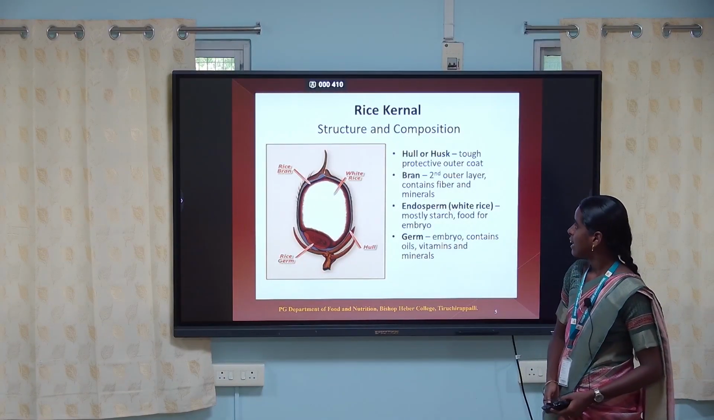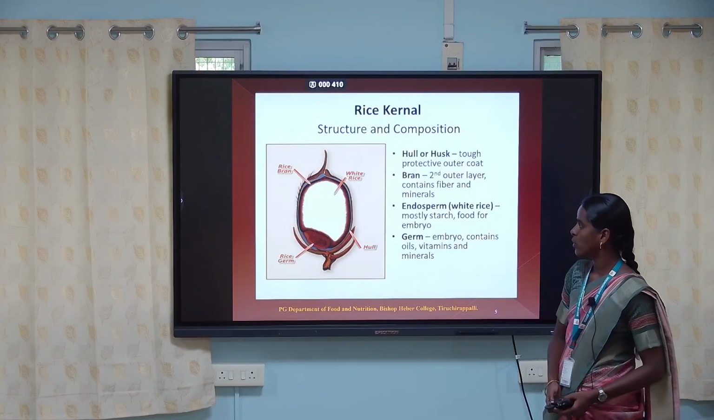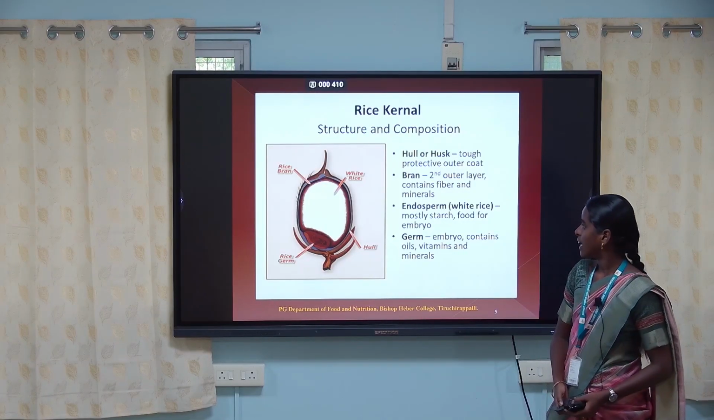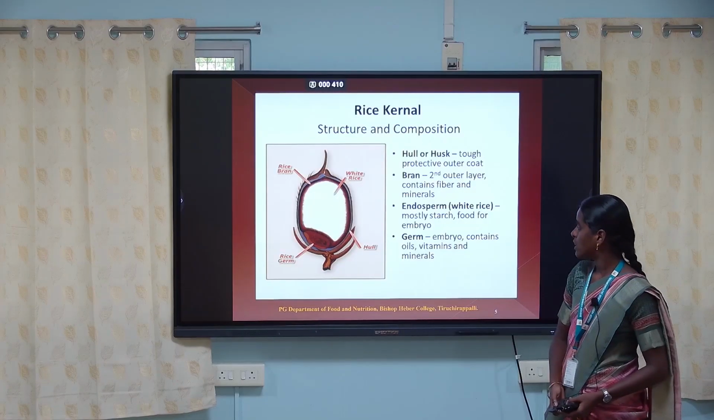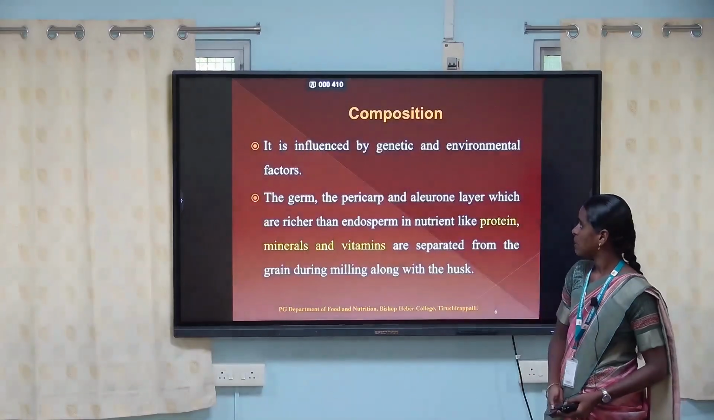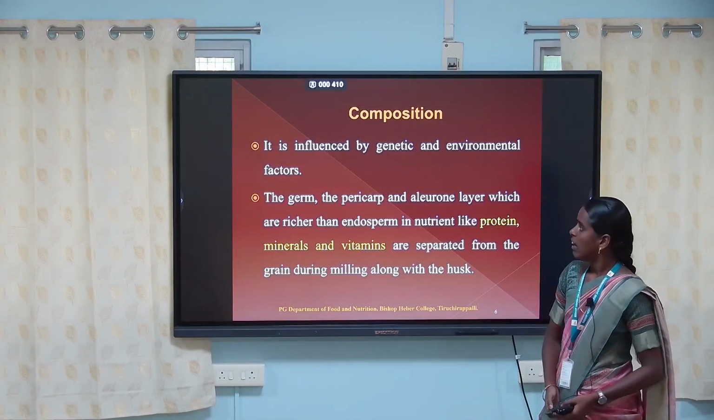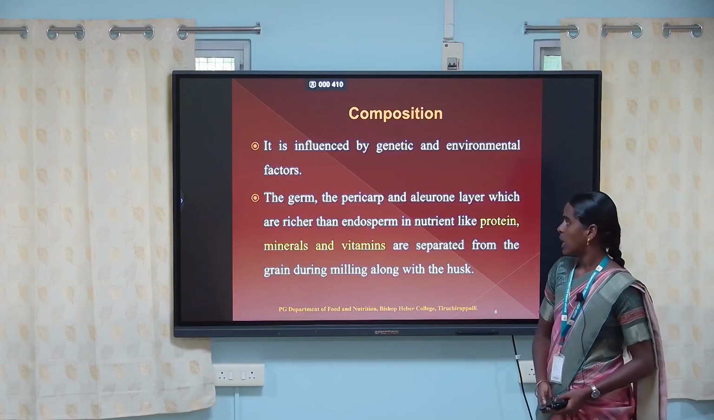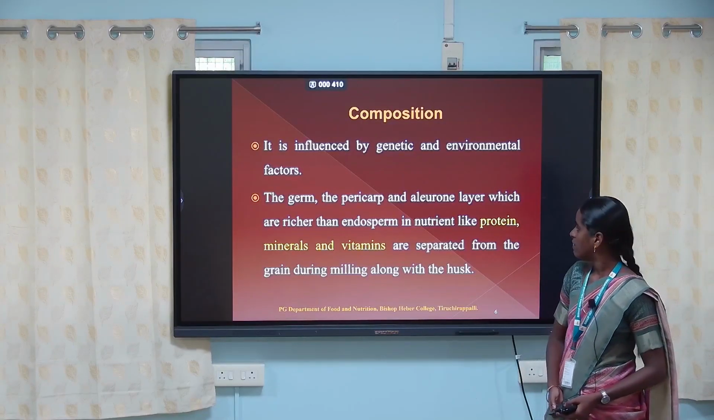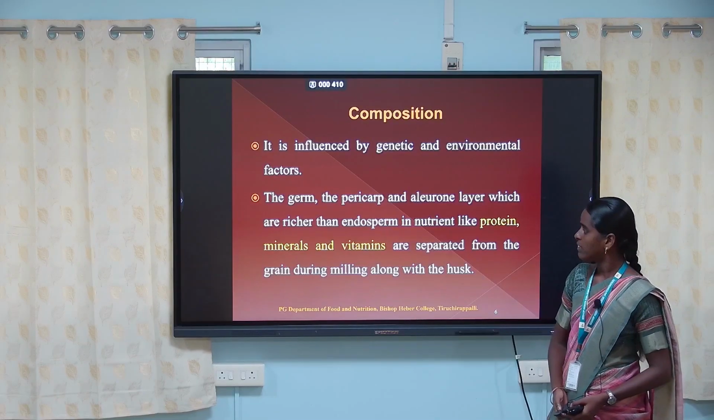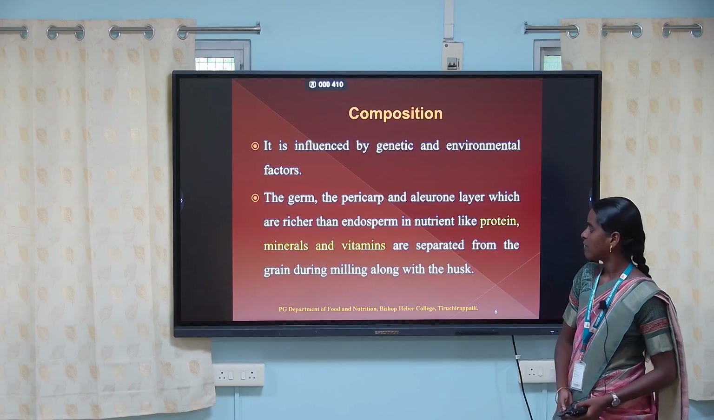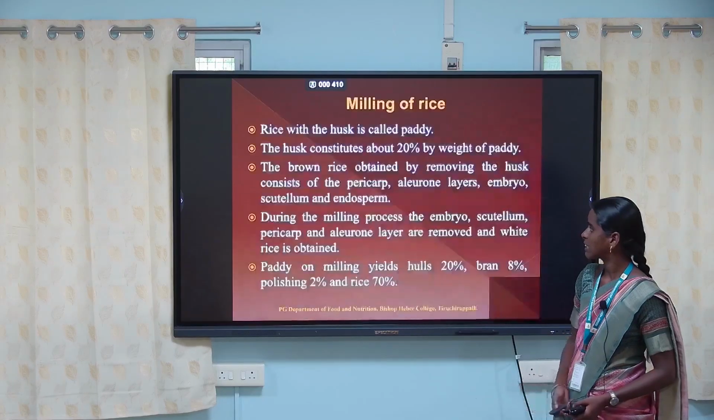The rice contains a hull or husk, which is a tough protective outer coat, and bran is the second outer layer. It contains fiber and minerals. The endosperm is the white rice, mostly containing starch, which is food for the embryo. Next, the germ is the embryo, which contains oils, vitamins and minerals. The composition of rice is influenced by genetic and environmental factors. The germ, pericarp and aleurone layer, which are richer than the endosperm in nutrients like protein, minerals and vitamins, are separated from the grain during milling along with the husk.